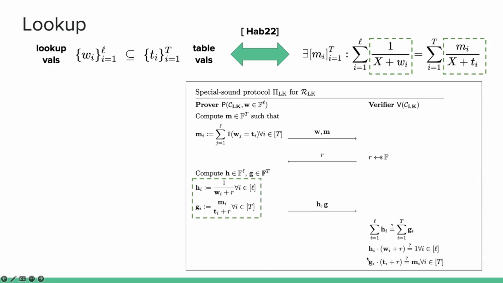So the verifier also needs to check that all h_i and g_r are computed correctly. And this gives us some more checks which have degree 2, okay? And given this, we can have a really efficient special sum protocol, and we can have a folding scheme for the lookup relation as well. And one great feature of this protocol is that the prover messages are actually pretty sparse.